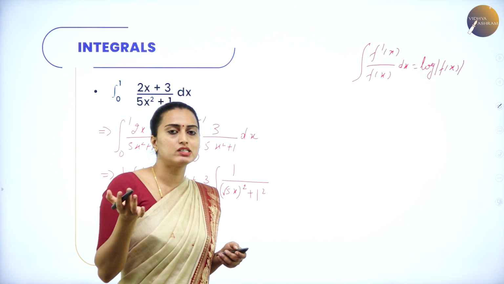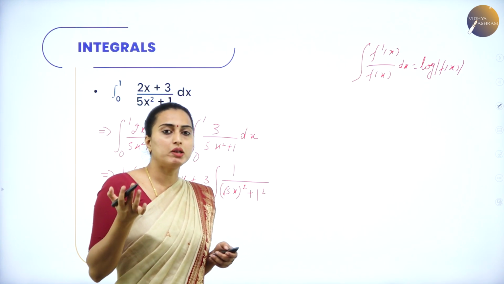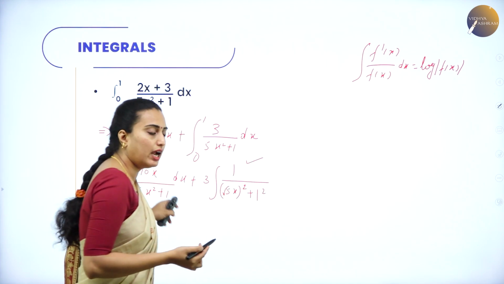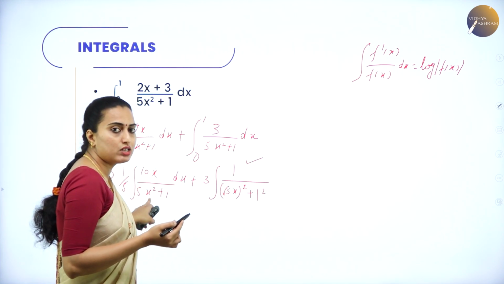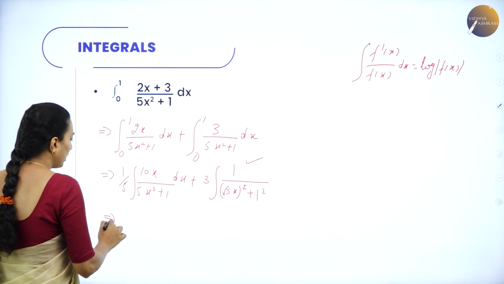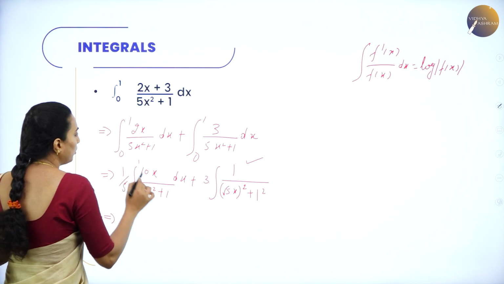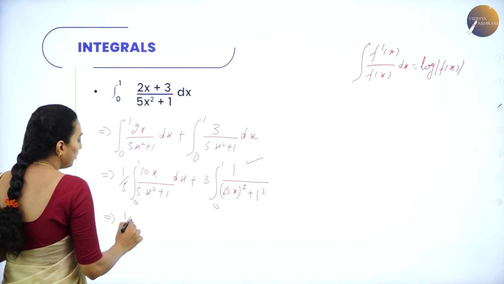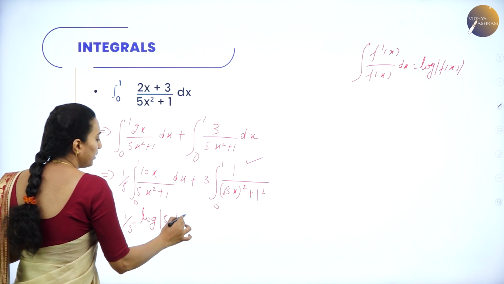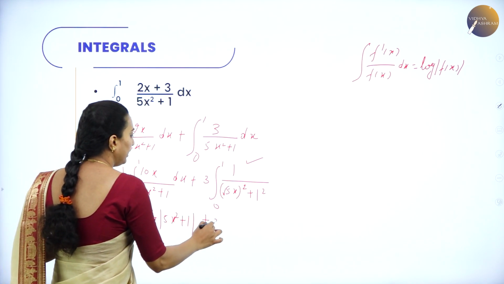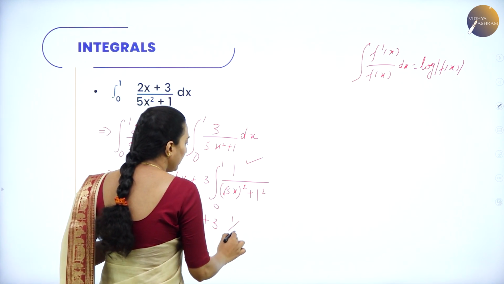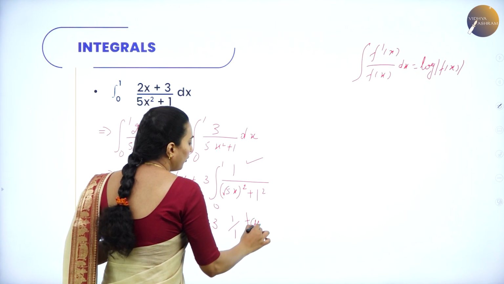So 1 divided by x squared plus a squared gives you 1 by a into tan inverse of x by a, especially for this one. And this first part is nothing but log of modulus of the denominator, which is log of modulus of f of x. So therefore you can have 1 by 5 into 0 to 1 as it is. I am writing the limit: 1 by 5 into log of modulus of 5x squared plus 1, again plus 3 into 1 by a into tan inverse of x by a, where a is nothing but 1 here.